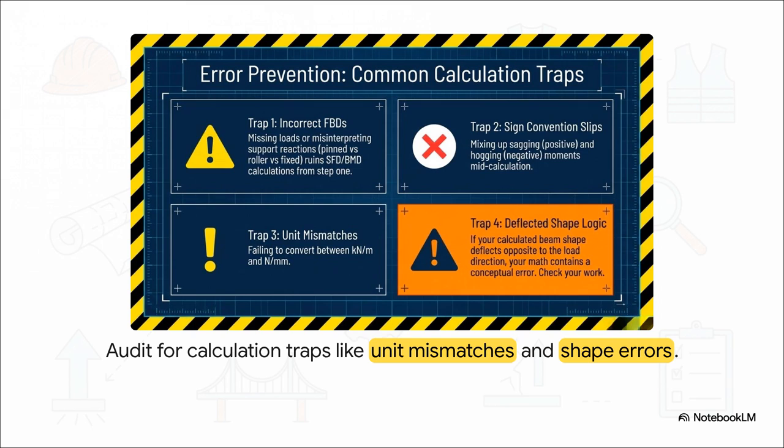Think about it. If your calculated beam shape deflects opposite to the actual load direction, the math is just conceptually flawed. An uncaught unit mismatch on a spreadsheet isn't just a typo, it is a multi-million-dollar field correction waiting to happen. You have got to audit for these aggressively. So how do we fix it?